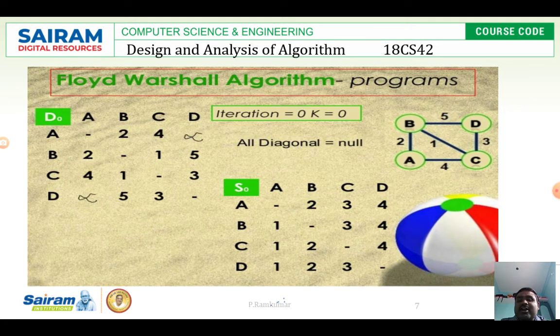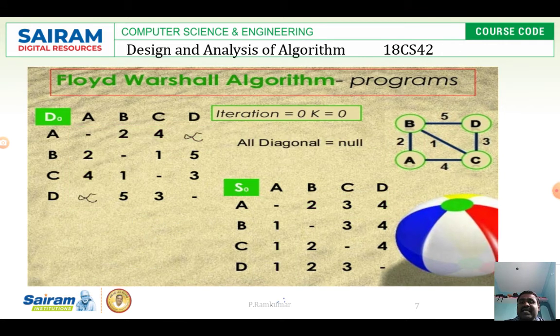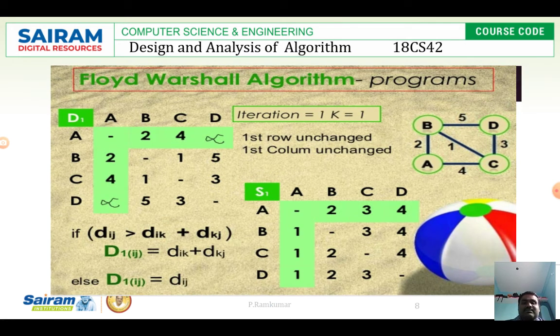From this D0 matrix, B comma A plus A comma C. B comma C in the given graph is 1. So when I do the calculation, it must choose the minimum value. B comma C is 1, but when I apply the transitive rule, B comma A plus A comma C, B comma A is 2, A comma C is 4, so 6. So 1 is less than 6, so I will choose 1 as the corresponding value.